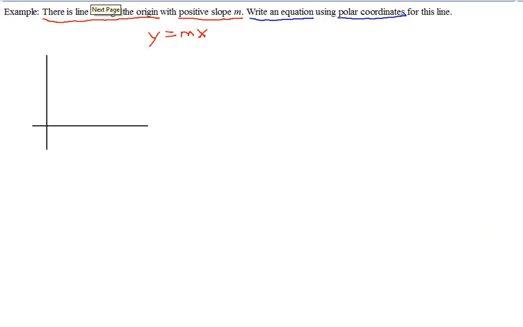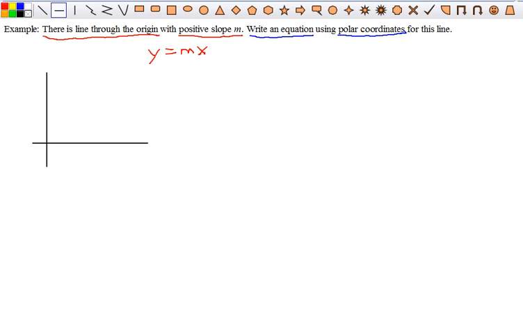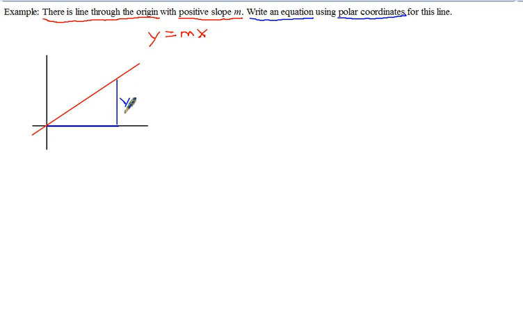Okay. So let's draw our linear equation that goes through the origin. And we could really draw our right triangle anywhere in here. Just draw right in here. Again, this represents the y coordinate, and this is the x coordinate. And our angle here is theta.